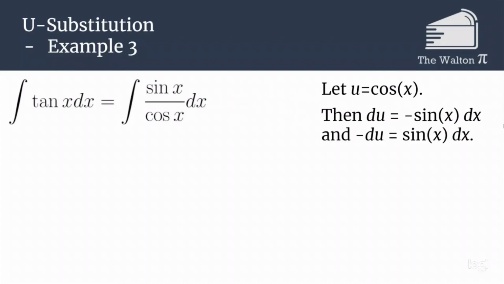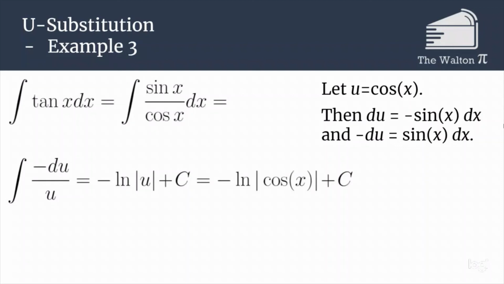So instead, if we were to substitute u equals cosine of x, du is negative sine of x dx. So negative du is what we have, the sine of x dx. So we can replace that with negative du over u, which is the negative natural log of the absolute value of u plus c. So then we can replace u with cosine of x. So the integral of tangent of x is negative natural log of the absolute value of cosine of x plus c. That's how we might be able to use U-substitution in this situation.